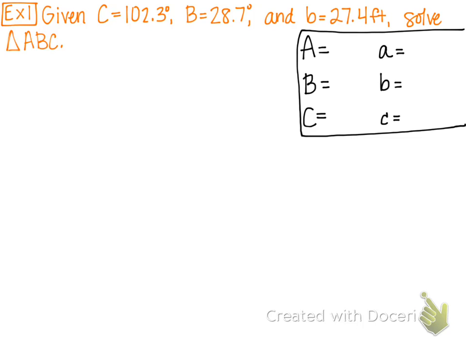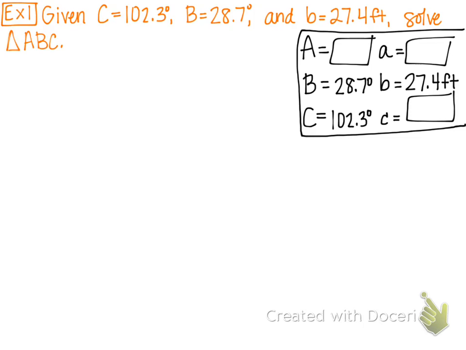So I'm going to write what's given to us first in the box. So big C is 102.3 degrees. Big B is 28.7 degrees. And we're given that little b is 27.4 feet. Okay, so we've got to find big A, and little c. So we've got those three things to find.